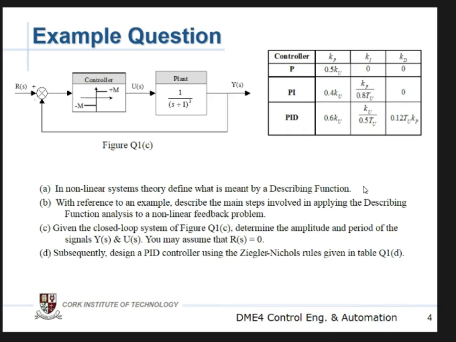The ultimate period, TU, is going to come from part C, because I'm determining the period of the signals y of s and u of s. So once I do part C, I'm going to know this period. And as part of that, we can also figure out the ultimate gain.